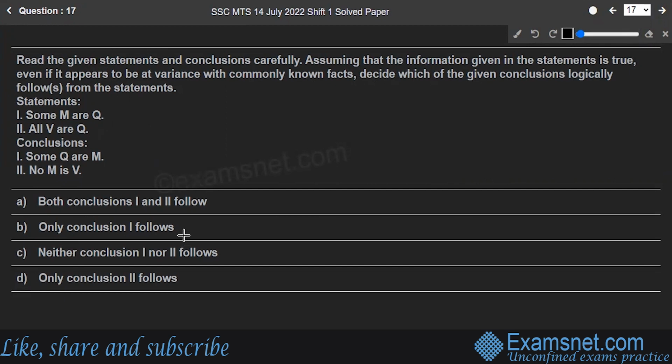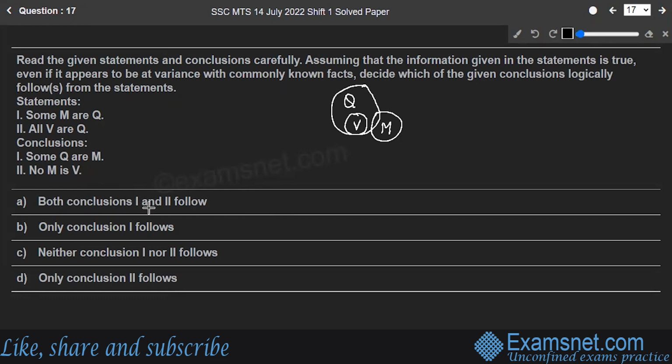First is some M are Q. So some M, they are Q. Some M are Q, all V are Q. So V will be here. I hope you are clear with the Venn diagram. So now there are two conclusions. First says some Q are M, and the second says no M is V. So let's read all of them.